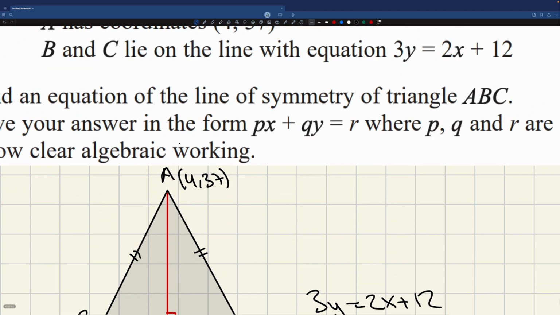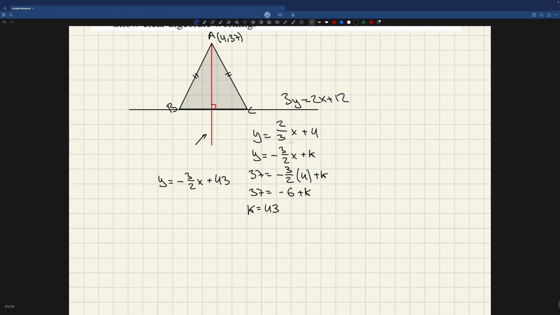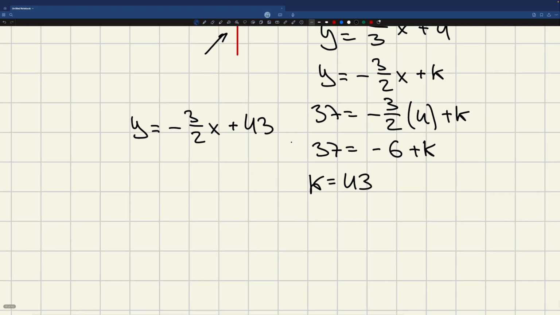Why? Because it says give your answer in the form of px plus qy is equal to r. So we need to bring it to that form now. And that will give us the final marks. So how do we do that? First of all, let's carry the negative 3 over 2 x to the left. So y plus 3 over 2 x is equal to 43.